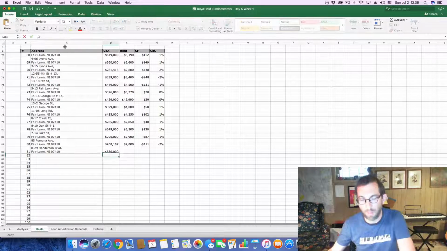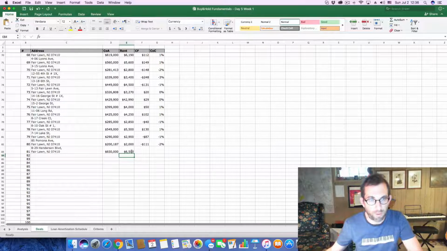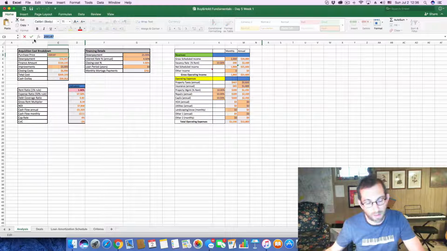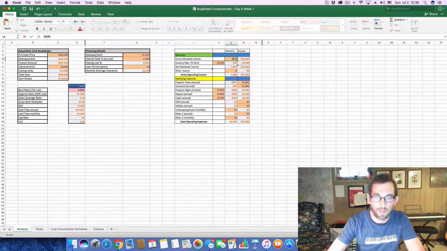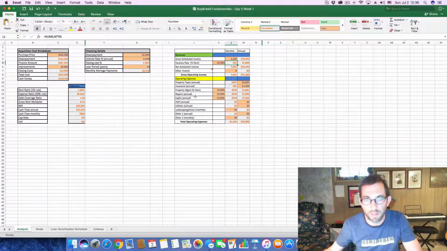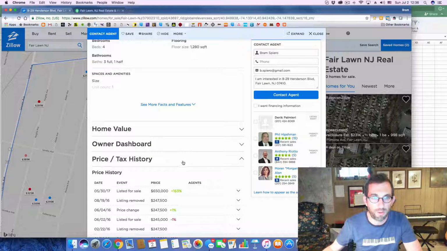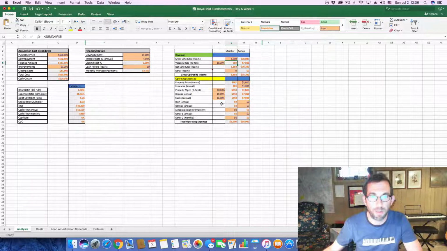Sticking the asking price. Now at this initial analysis, I'm assuming a reverse 1% rule, meaning I'm assuming that the rent is a percent of the asking price. Now this is often divorced from reality, but it's enough for me to make an initial analysis of whether or not I want to look at that property again.